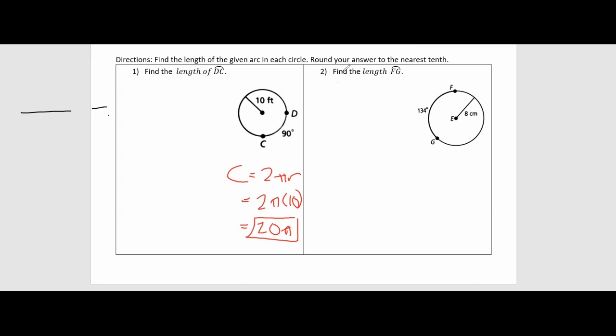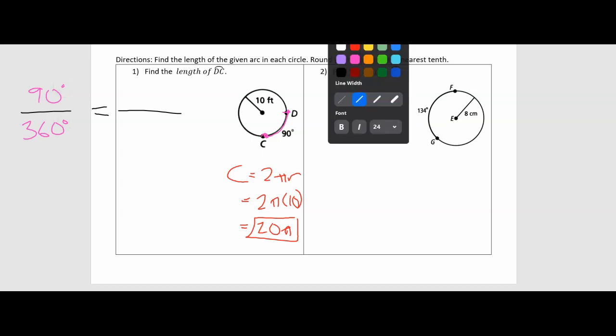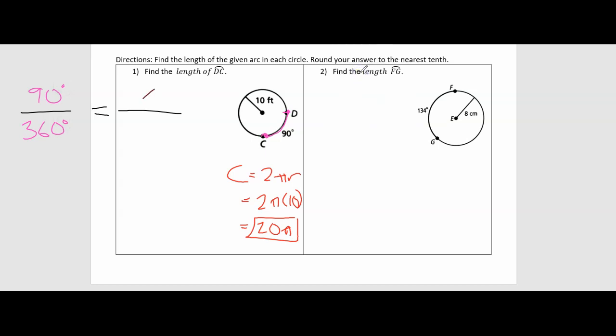So our proportion here, well, as far as the degrees go, we're looking for this arc DC that has a measurement of 90 degrees. The whole circle is 360. I do not know the length of arc DC, so that's my x, but I do know the length of the circumference, or the value of the circumference. That's going to be 20 pi. So again, setting up these proportions is the main thing. If you can set a proportion up, we should have no trouble solving it.